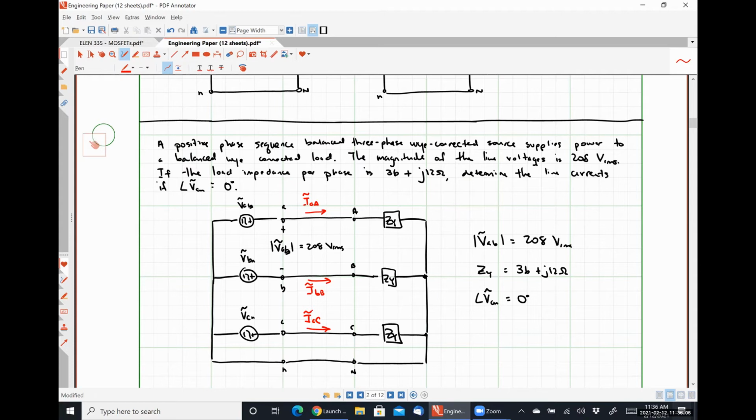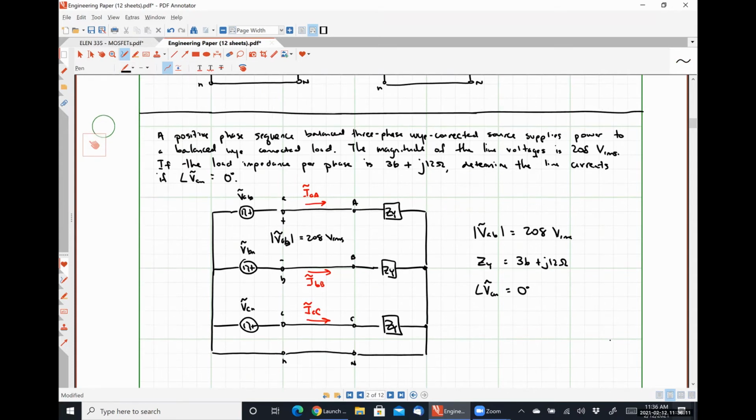Now, let us postulate. Okay. So in order to apply our single phase equivalent circuit, we need to know what the phase voltage at our source is, right? We are given our line voltage. Does anybody have any thoughts whatsoever on how we might approach using the fact that we have the magnitude of our line voltages to get our phase voltage?